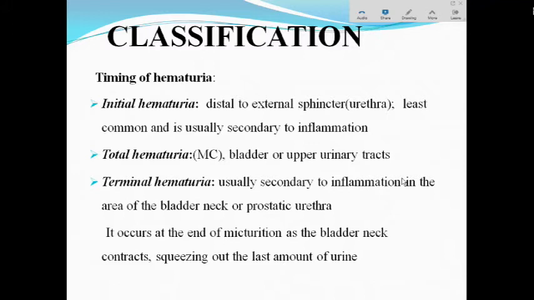So hematuria can be classified as initial, total or terminal. Initial hematuria occurs just at the start of the act of micturition. It will be distal to the external sphincter. It may be secondary to inflammation. Total hematuria means from the beginning till the end there will be blood mixed with urine. It can be because of bladder or upper urinary tract pathology. Terminal hematuria is hematuria after completion of the act of urination. It may be secondary to inflammation or infection in the bladder neck or prostatic urethra.